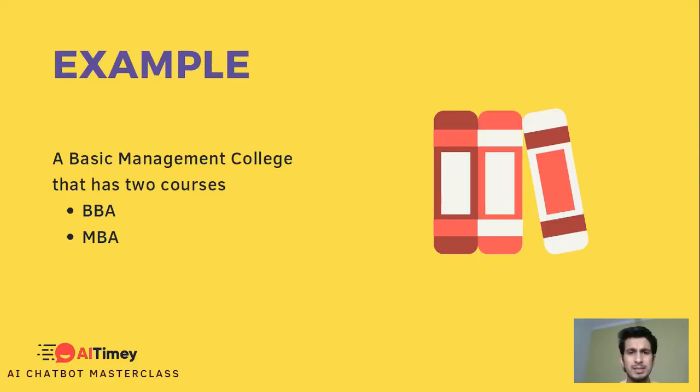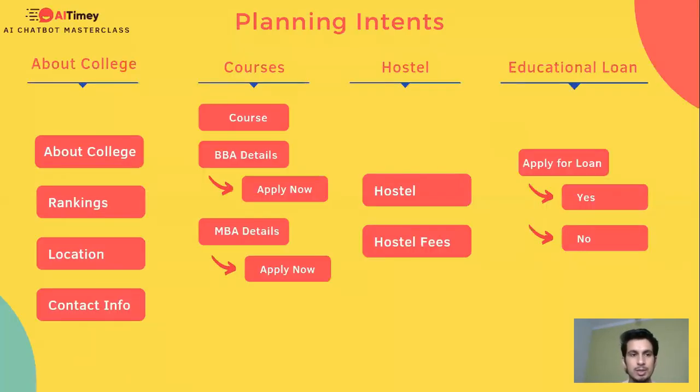I'll take a very basic example of a management college which has just two courses. One is BBA and the other one is MBA. Now I'll take you through how I am planning these intents. Basically I have divided all my intents into 4 categories. Since this is a very basic chatbot, we have very few intents, around 10 to 15 intents. Now I have categorized these intents into 4 parts.